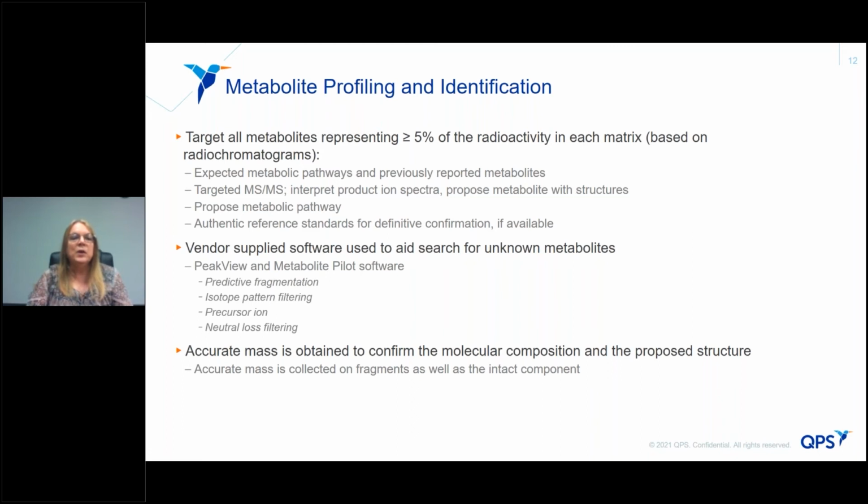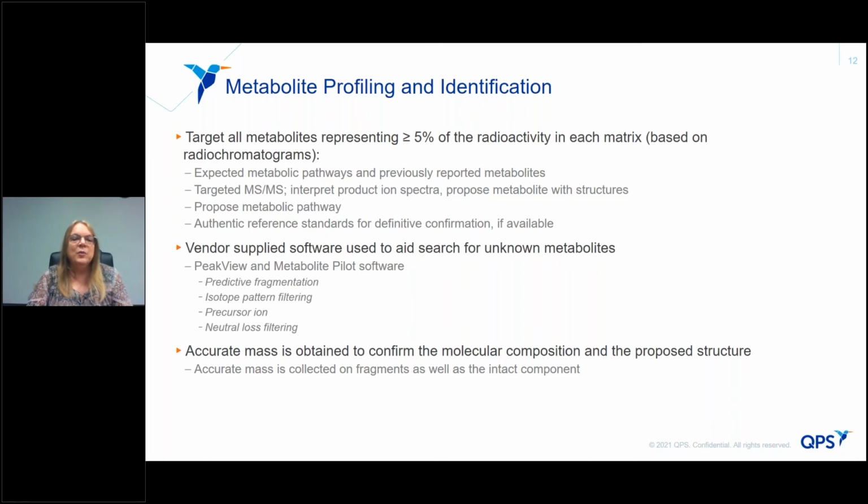And then we do targeted MS-MS, we interpret the product ion spectra, we propose metabolites with structures, and then you also get a proposed metabolic pathway. So that shows the path that your parent goes from one metabolite possibly to a second metabolite, and I will show you something like that in the next slide. And if you have any authentic reference standards for metabolites, we will use those for definitive determination.